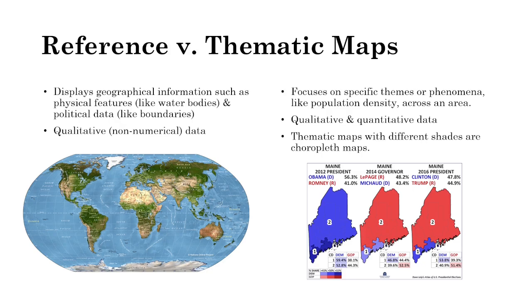We also have thematic maps, which focus on a specific theme, phenomenon, or trend, like population density, population size, fertility rates, or just the number of people over the age of 70. They can deal with both qualitative data, which is non-numerical, and quantitative data, which is numerical. Thematic maps with different shades are called choropleth maps, and these are the ones you're probably most familiar with, like this one here on the right. We can look at presidential outcomes in the state of Maine, as well as the governor race in 2014. Different shades represent different outcomes: blue Democratic, red Republican, and they're influenced by quantitative data, the percentage of the votes. When the percentage is more Democratic, it's going to be blue. When it's more Republican, it's going to be red.